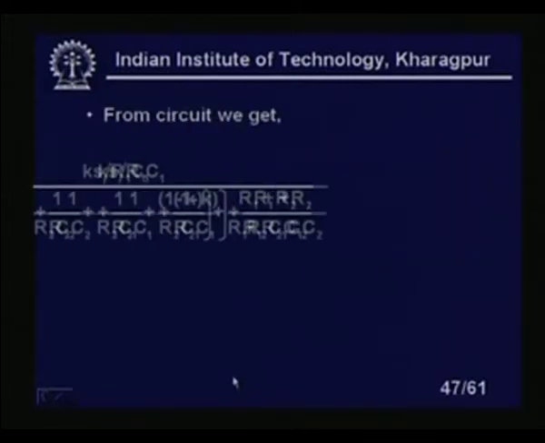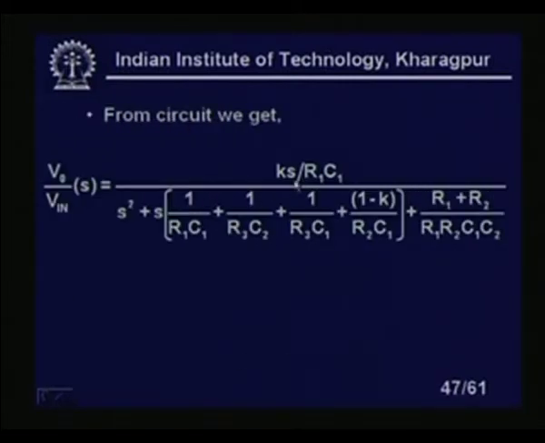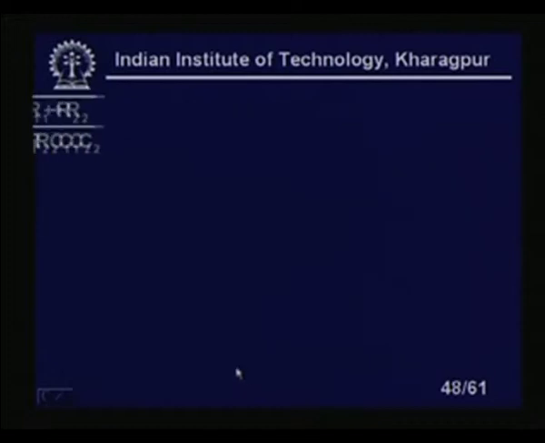Let us see the transfer function. K s, as it happens, has a zero at the origin, upon R1 C1, whole upon s square plus s into 1 upon R1 C1 plus 1 upon R3 C2 plus 1 upon R3 C1 plus 1 minus K upon R2 C1, plus R1 plus R2 upon R1 R2 C1 C2, right.